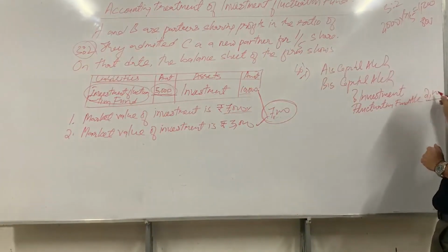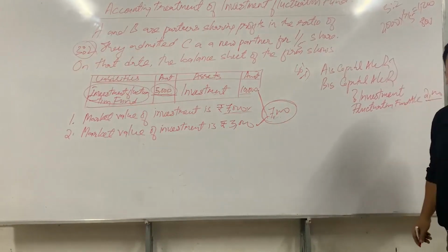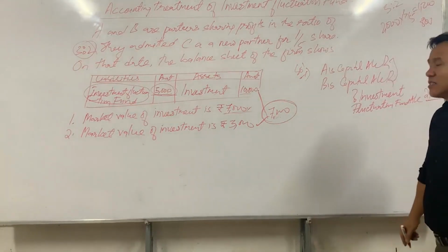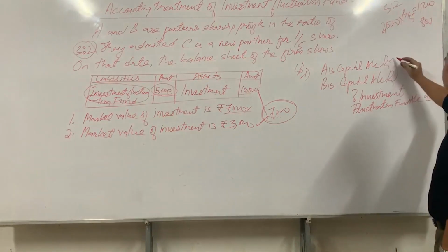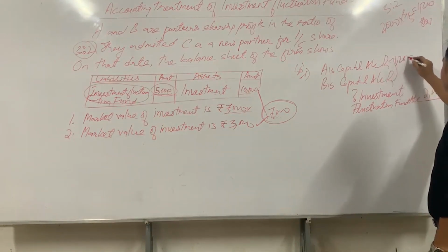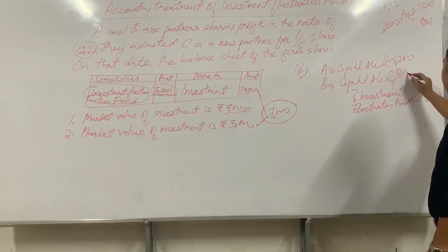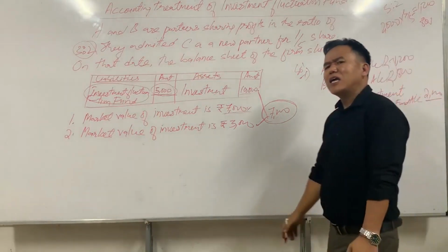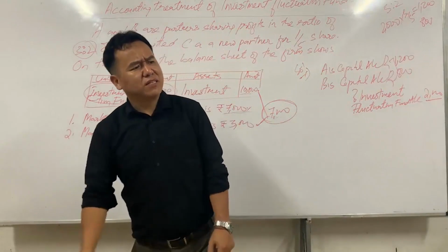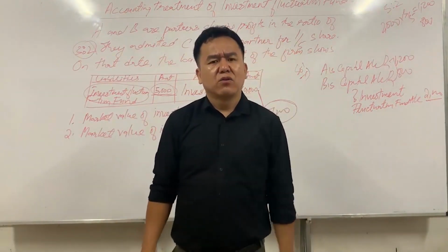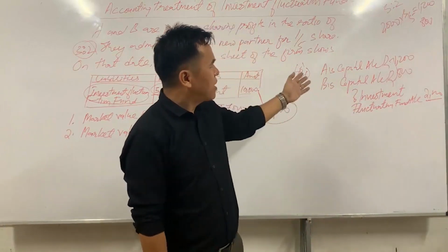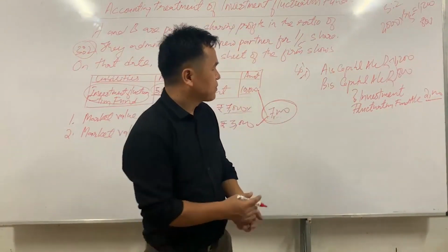That 2,000 will be borne by whom? It will be borne by all partners' capital accounts. So what is the profit sharing ratio? 3:2. So how much will A get? A will get 1,200 and B will get 800. So why are all partners' capital accounts debited here? Since the shortage is borne by whom? All partners. That is why all partners' capital accounts should be debited here.